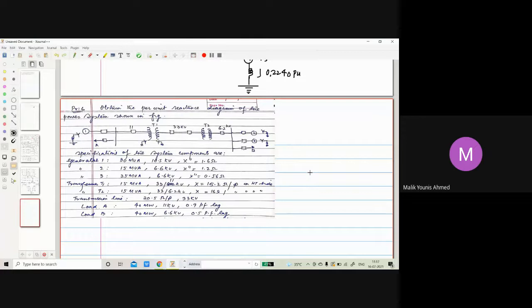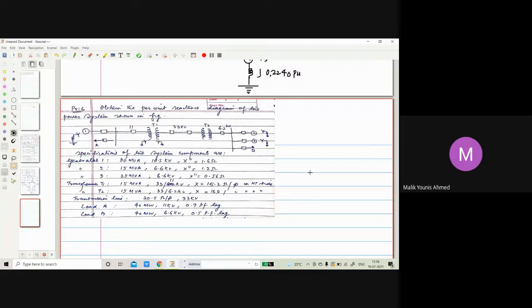We have 3 generators, 2 loads, 2 transformers, and a 33 kV transmission line. So data is given for us. Again, we need to do the same thing, but now a bit different. I have shown you already.